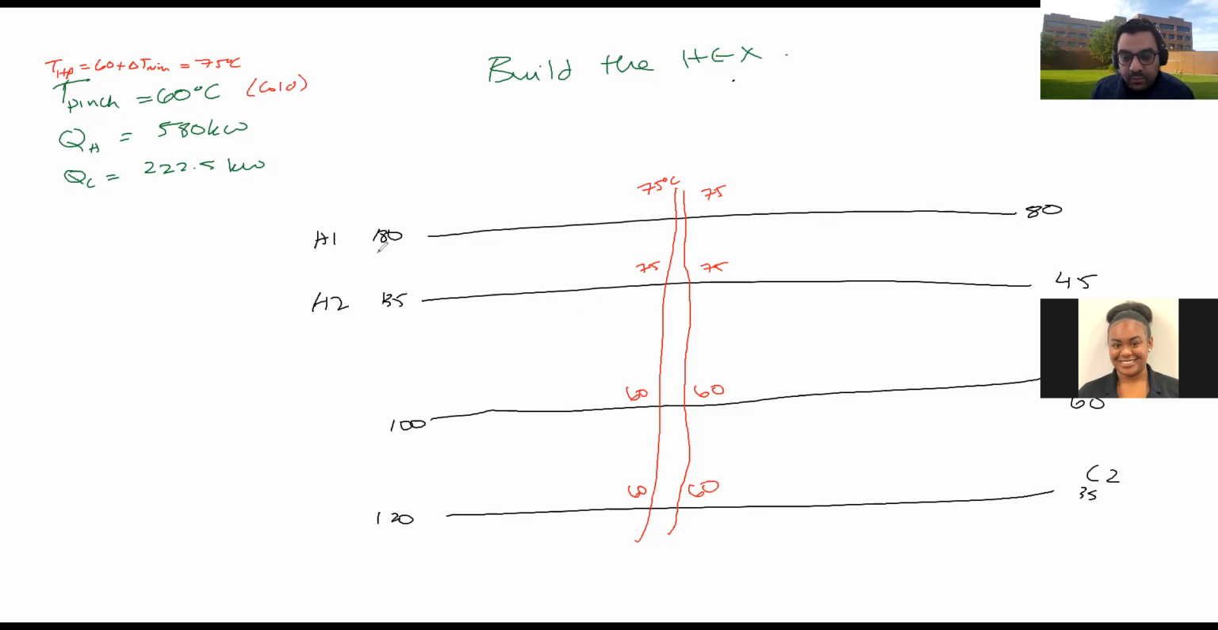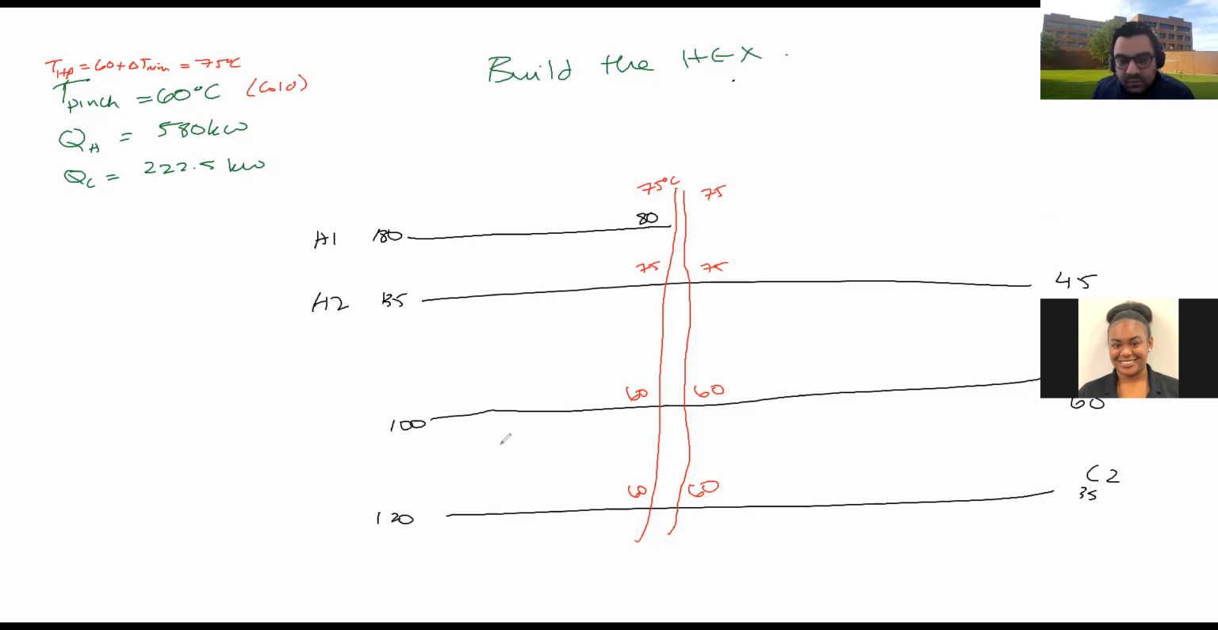Once you get to this point, let's just have a look at the system and clean up this figure a bit. For H1, I go from 180 to 75, and then 75 to 80. So your temperature is decreasing, and then the temperature increases again. This doesn't make sense, so I'm gonna erase this part right here. H1 in this case only exists above the pinch, right? So I only go from 180 all the way to 80. There are no temperatures for H1 below the pinch.